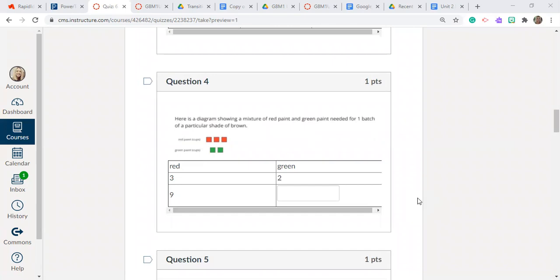Question number 4. Here's a diagram showing a mixture of red paint and green paint needed for one batch of a particular shade of brown. There are 3 reds for every 2 greens. Draw the chart in your notebook to figure out how much green you will need if there is 9 red. Pause and do the work.